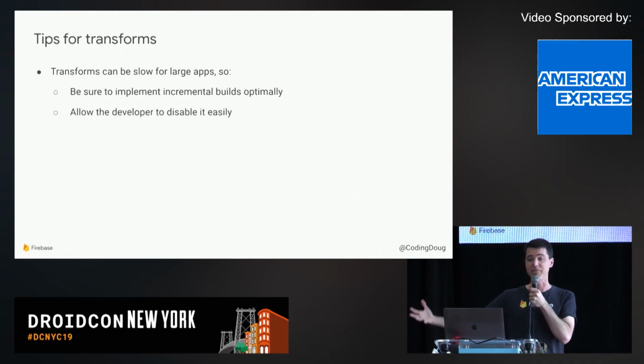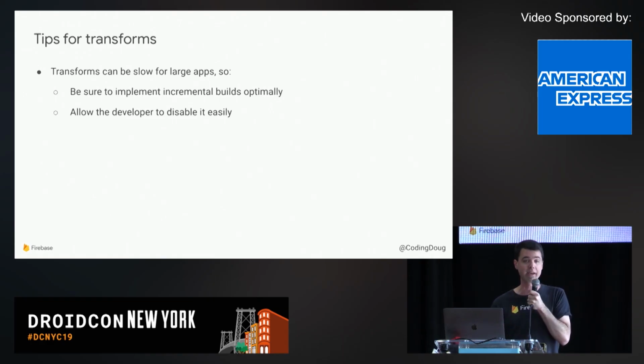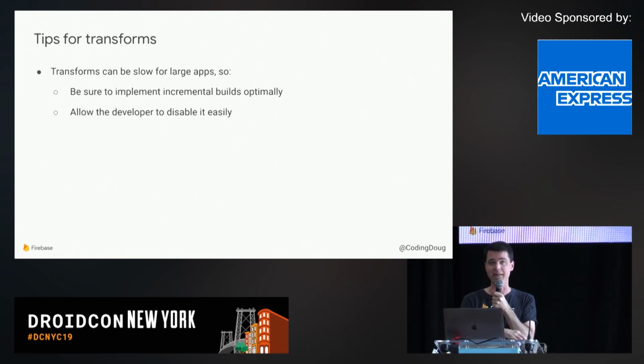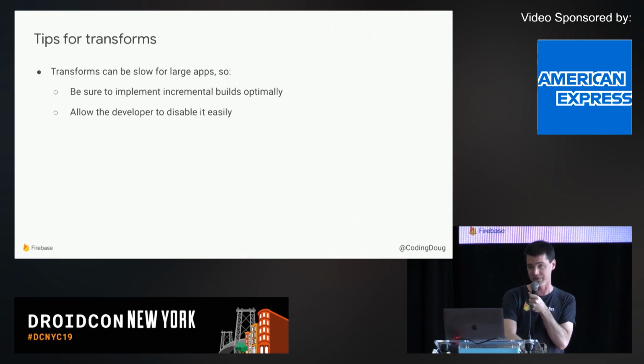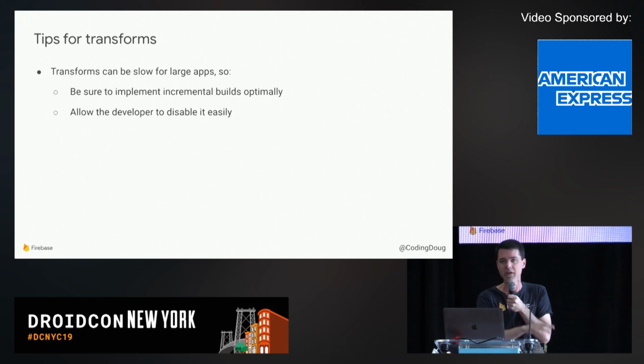If you're writing something for developers to add, allow the developer to disable it easily. I can't stress this enough. The Firebase Performance Monitoring plugin actually released an update lately that lets you turn it off for debug builds, but turn it on for release builds. That's almost exactly what you want, because debug builds, you don't want to instrument it. You want to instrument your release builds that you send to customers.